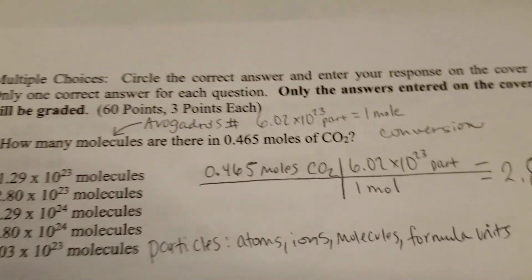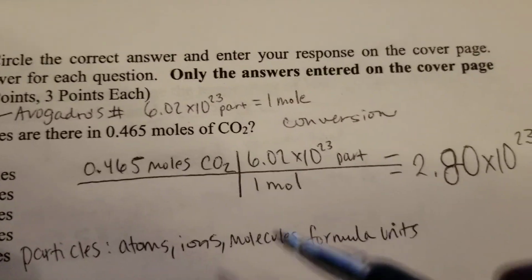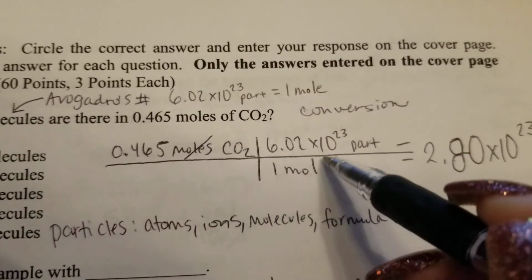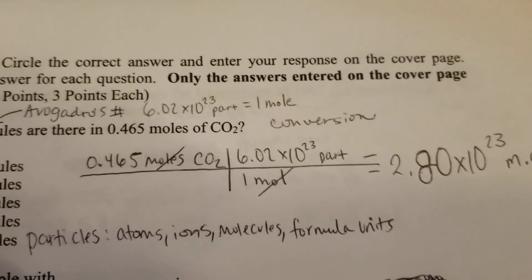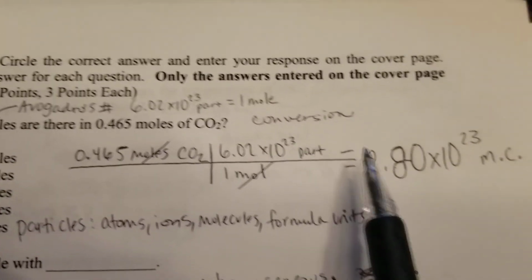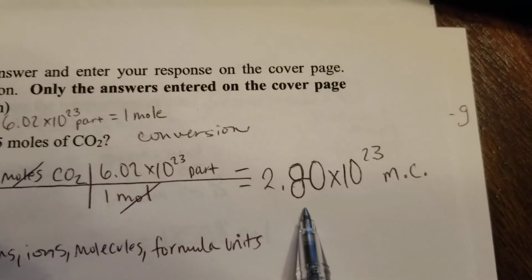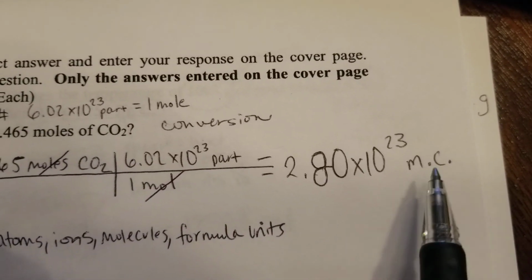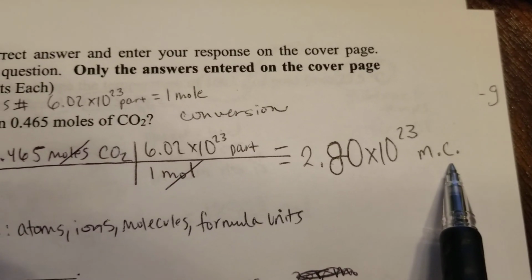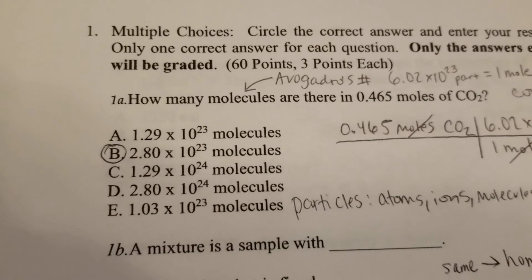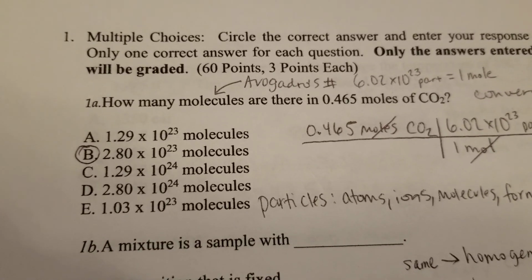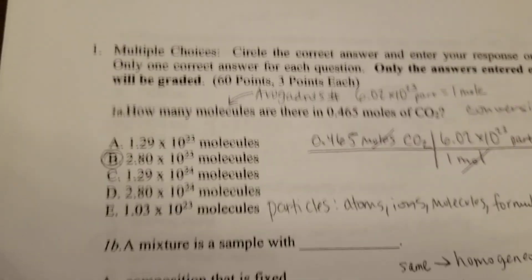So the moles are going to cancel. Moles on top, moles on bottom. I'm going to multiply these two numbers because they're both in the numerator, and I get this answer in my calculator: 2.80 times 10 to the 23rd. MC is, for me, short for molecules. And so that would be letter B. Okay? So that's 1A.